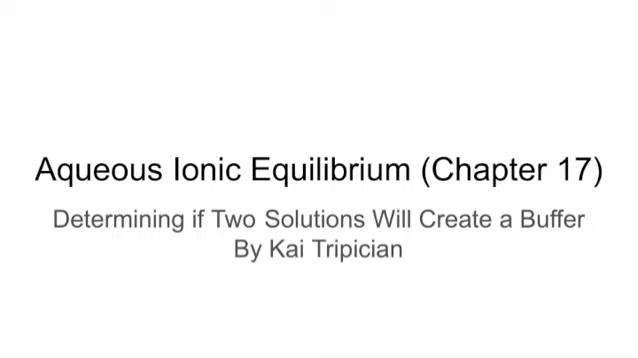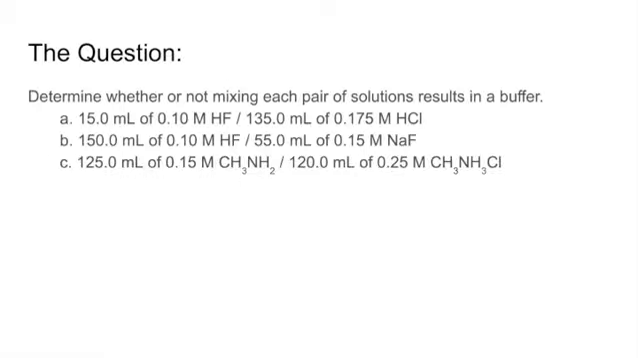Hello, this is Tripician, and I will be doing a problem from Chapter 17, Aqueous Ionic Equilibrium, which will be determining if two solutions will create a buffer. The question asks, determine whether or not mixing each pair of solutions results in a buffer.